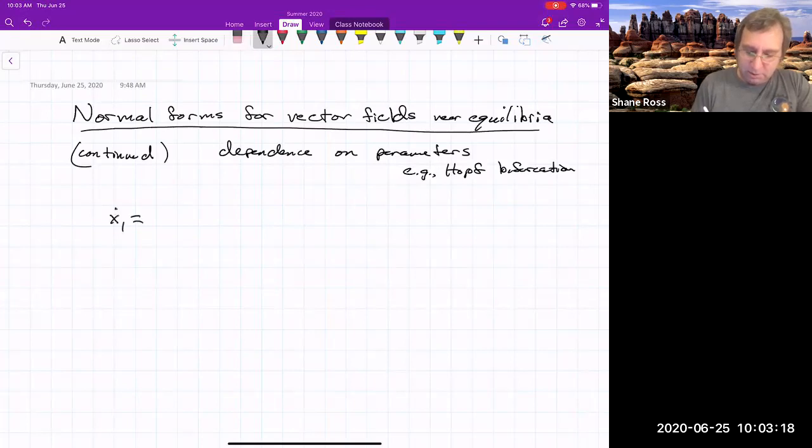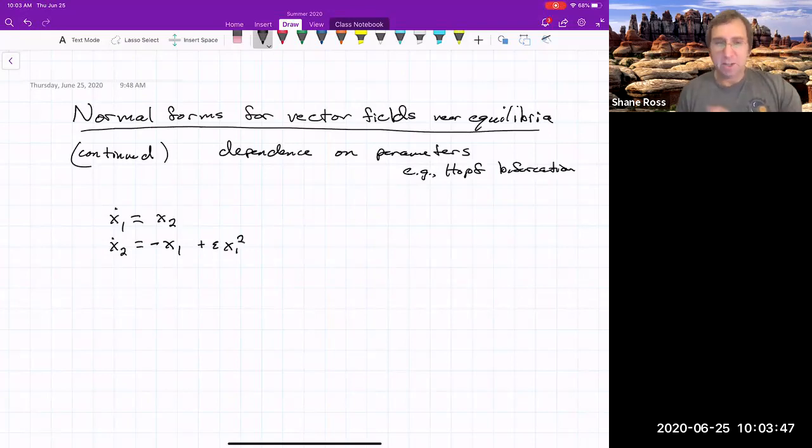This example is just a 2D one that kind of comes from mechanics. If we have our X phase space and X1 dot equals X2. So X1 is like a position and X2 is like a velocity. And then X2 dot is negative X1. That would be the simple harmonic oscillator. But suppose we add in now a nonlinear term.